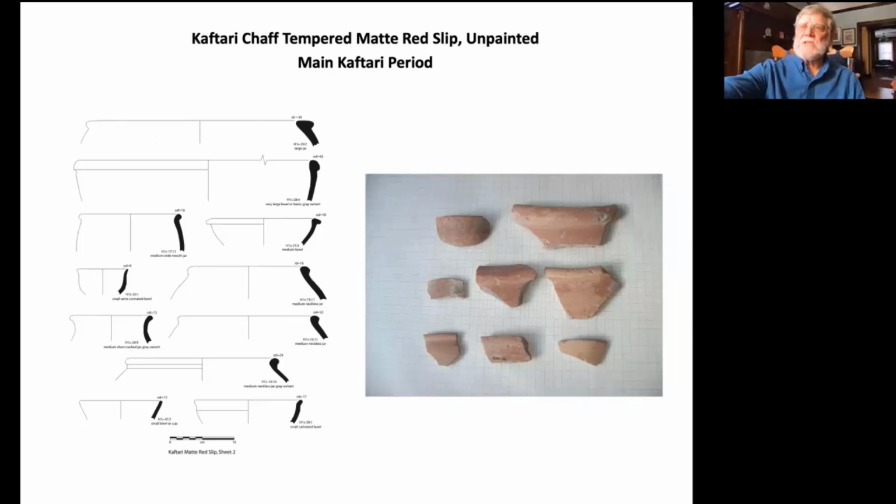Okay, and here's the unpainted matte red slip, which really, in terms of just looking at the pottery, looks very much like the painted, except it doesn't have black paint on it. The paint is not fugitive. The black paint is not fugitive. So they really were not painted. It's not that we just can't see the paint anymore.